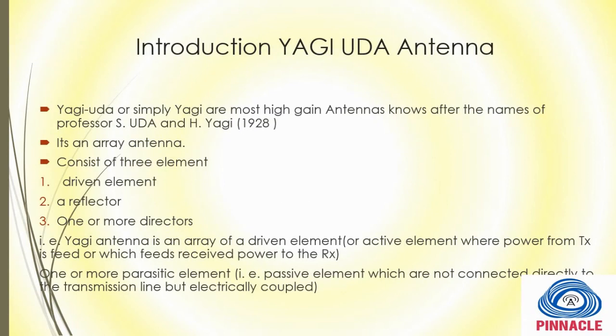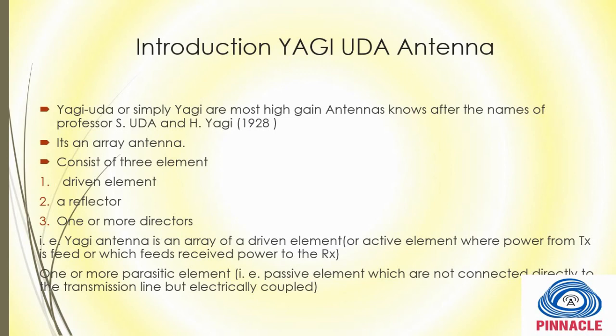So, let's begin with who are the inventors for Yagi-Uda antenna and why Yagi-Uda antenna is a famous antenna. So Yagi-Uda or simply Yagi is the highest gain antenna and it is known by the name of the two professors S. Uda and H. Yagi. The antenna was first invented and described in Japanese by Professor S. Uda in 1928 and later in English by H. Yagi. Since Yagi's description was in English, it was widely read and became customary as Yagi antenna.